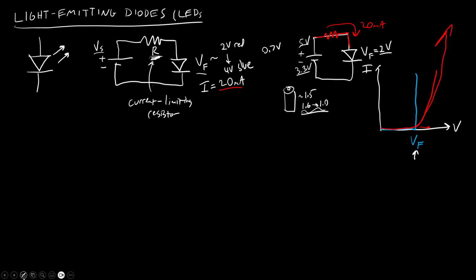So we'll work through an example here. Say, again, I'm using USB power, so I have 5 volts. I have an unknown resistor R. I have a single LED.